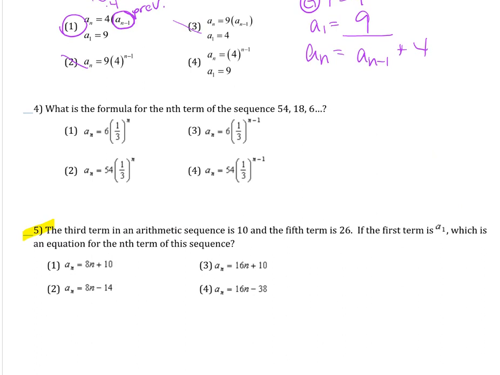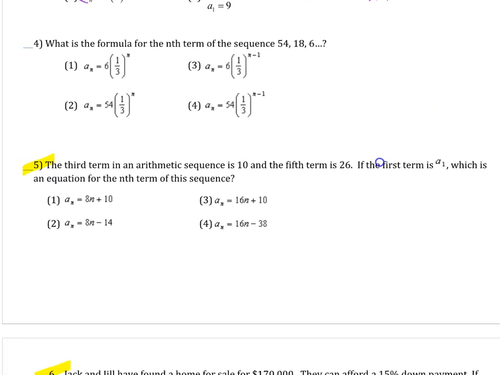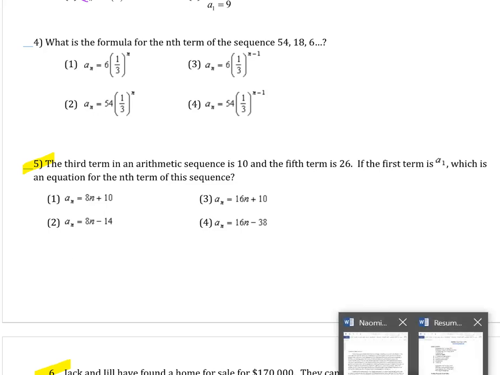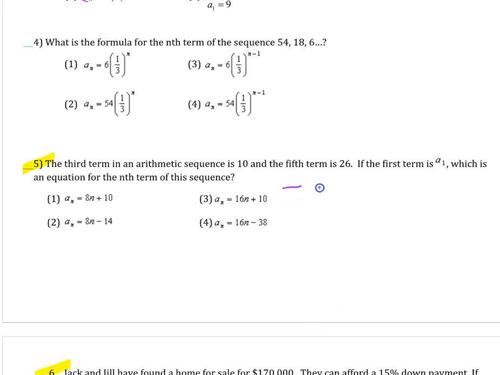For number 5, it tells me the third term in an arithmetic sequence is 10 and the fifth is 26. If the first term is a sub 1, which equation is the nth term? So any number or slot term in the sequence. I like to map this out. So I've got 1, 2, 3, 4, 5. The fifth term is 26. The third term is 10.